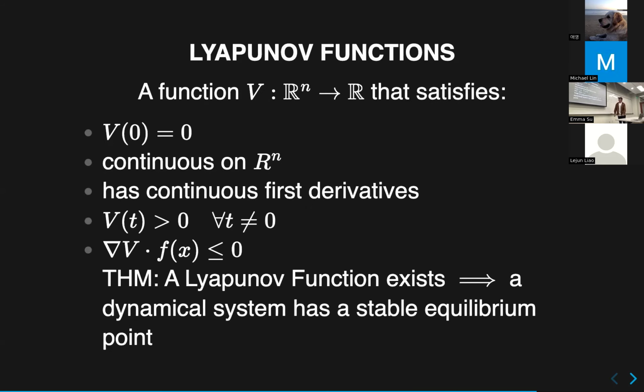And then a Lyapunov function is one that satisfies these 5 conditions. The main reason why we care about them is that if a Lyapunov function exists, then a dynamical system has a stable equilibrium point. You can go into the paper and textbooks to fully understand what that means. But this is really valuable for people worried about dynamical systems, like people using control theory or something in physics.